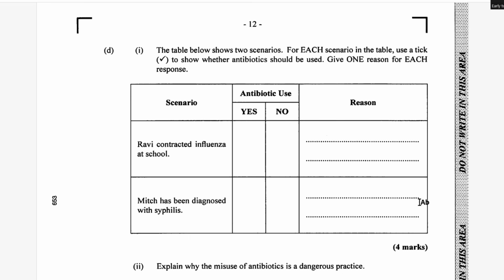The table below shows 2 scenarios. For each scenario in the table, use a tick to show whether antibiotics should be used. Give 1 reason for each response. So we have Ravi, he contracted influenza at school. Can you use antibiotics for it? No. Why? Because influenza is caused by a virus. Antibiotics treat bacteria. All right, so we could actually use a tick.